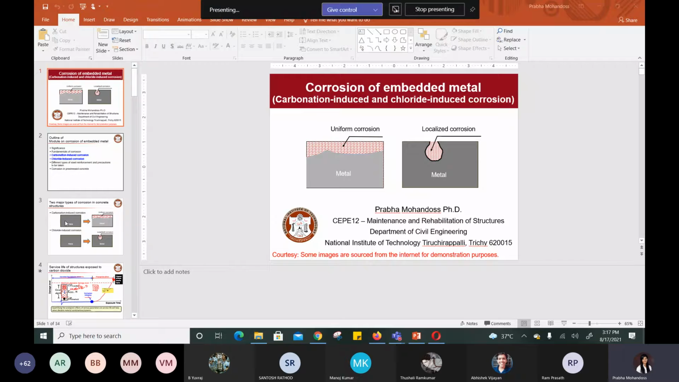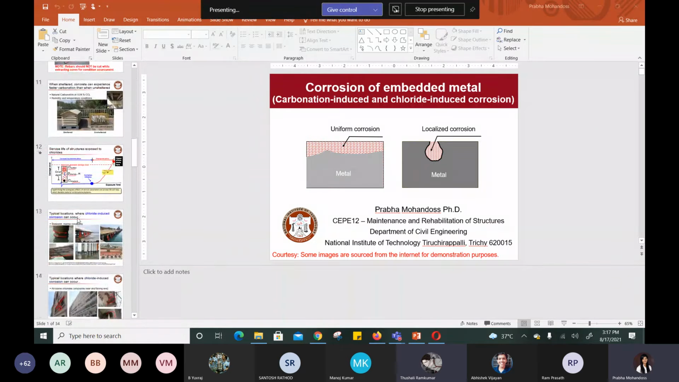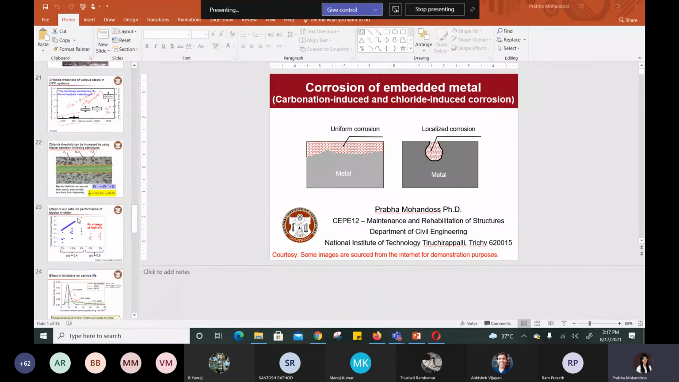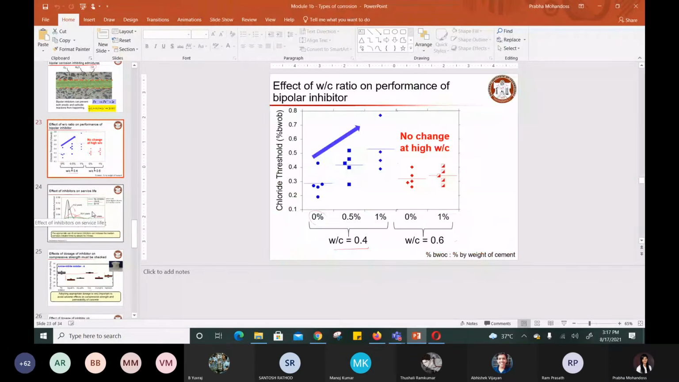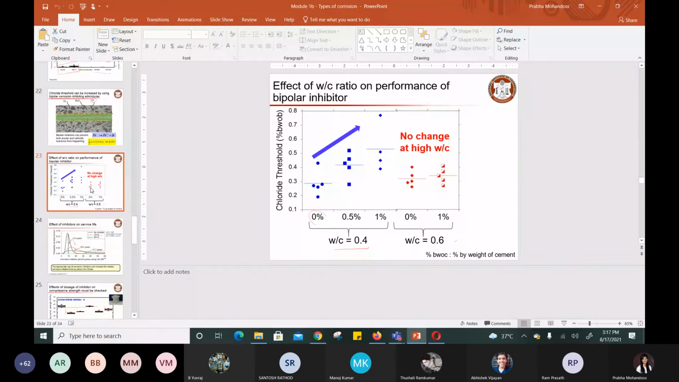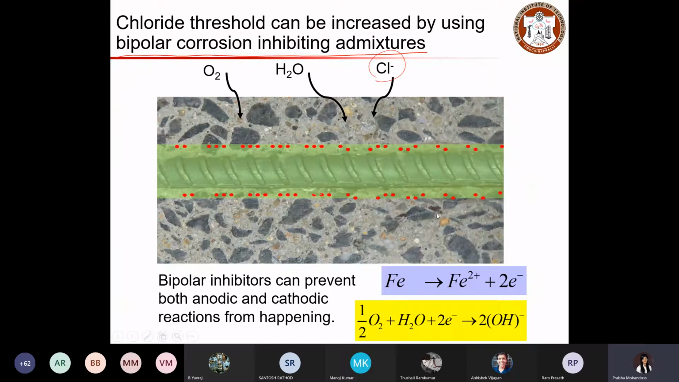So what is the critical parameter for chloride-induced corrosion? Chloride threshold value. Yeah, chloride threshold value. Fine. So I think we stopped at that point, when we started on this chloride threshold. Did we stop here in the last class? Is this covered in the last class?